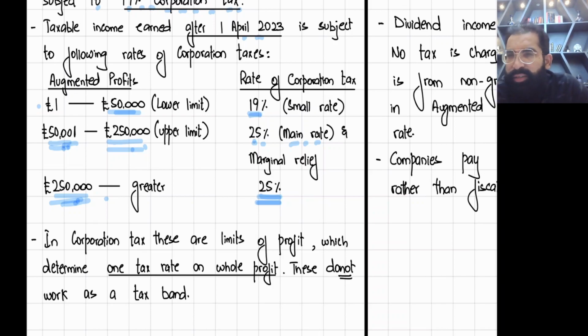What is the logic of this marginal relief? Let me tell you. Just think, last year your augmented profits were 49,000 pounds, so you were paying, let us say, 19%. But let us say this year there is just a 2,000 pound increment in your income, so your income becomes 51,000. Now you have crossed the 50,000 limit, so your rate will be 25%.